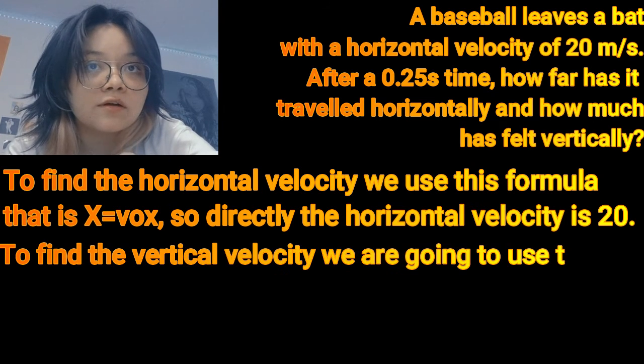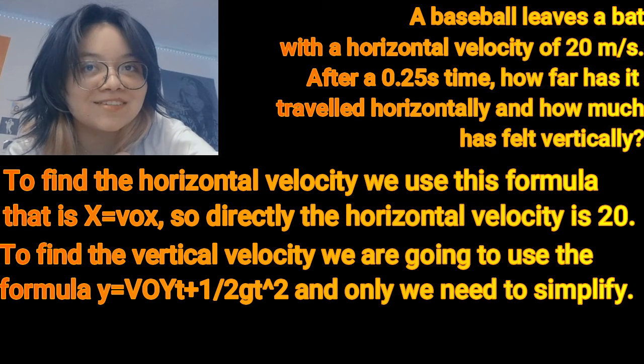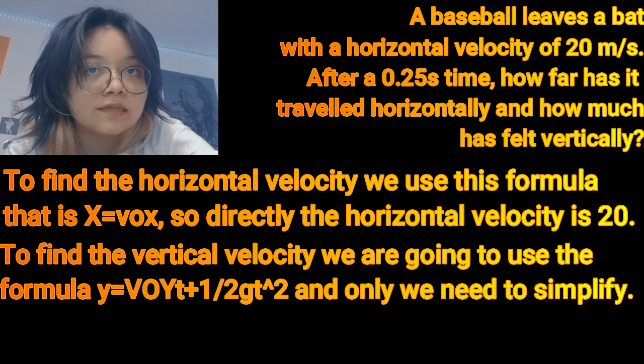To find the vertical distance, we are going to use the formula y equals Voy times t plus 0.5 times gravity times t squared, and we only need to simplify.